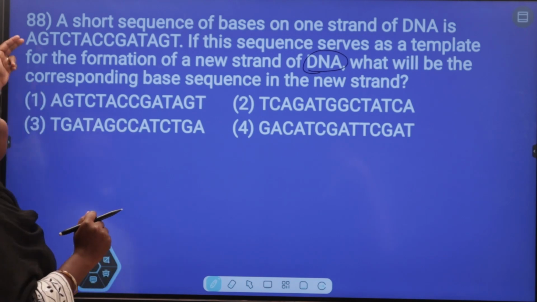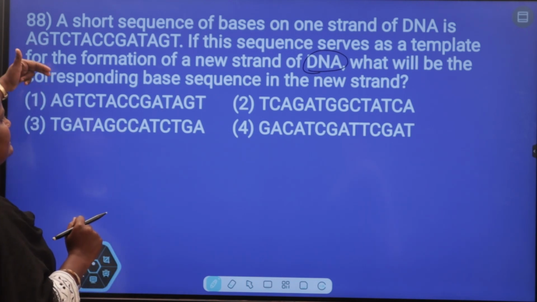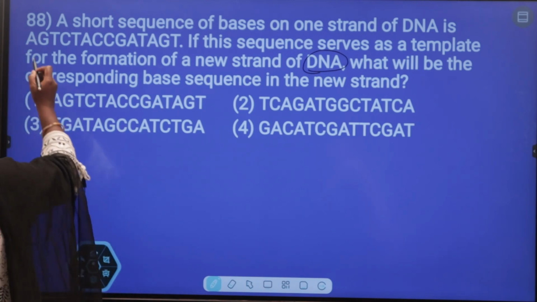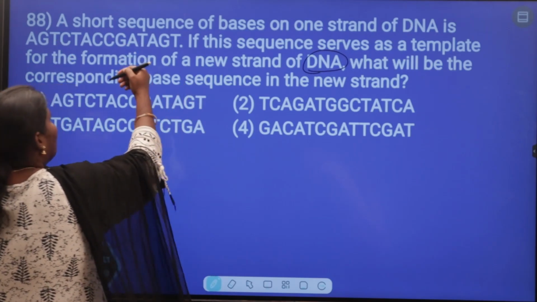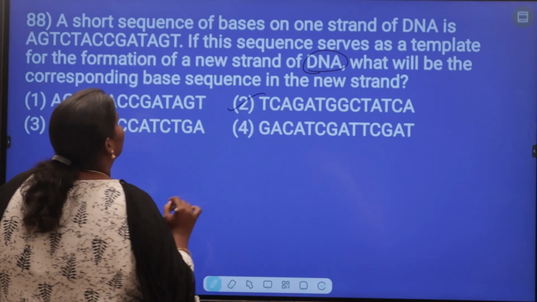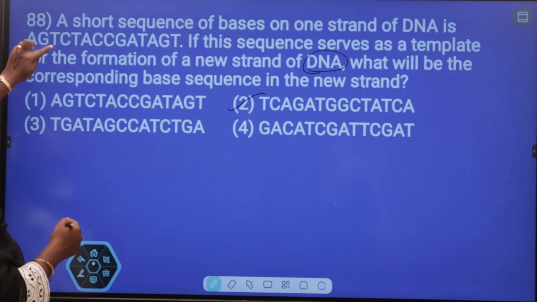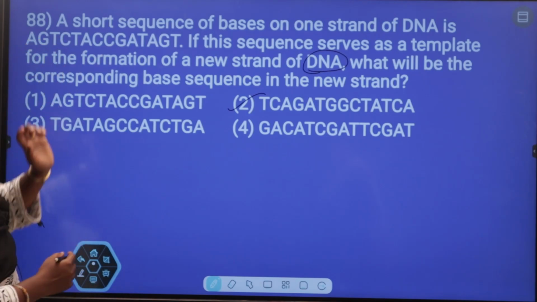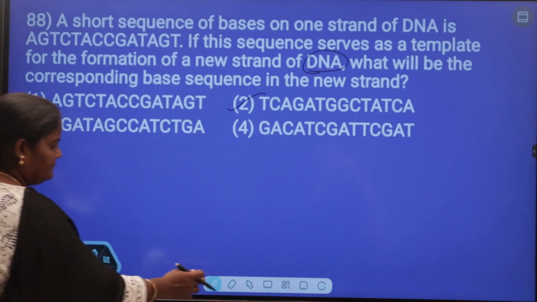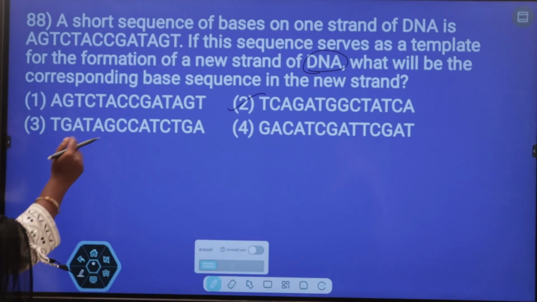If the template has A, it means T; G means C; A means T. If I keep on base pairing, this is supposed to be the answer. A pairs with T, then G, C, T, A, C, G, and it keeps on going. So the answer for this question is option 2.